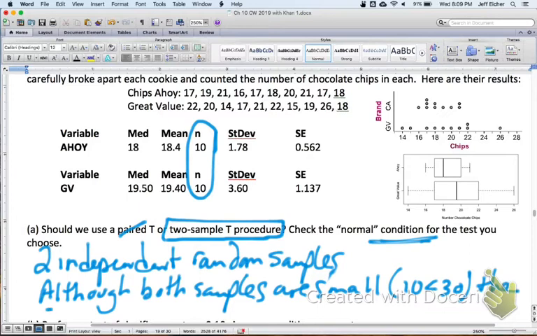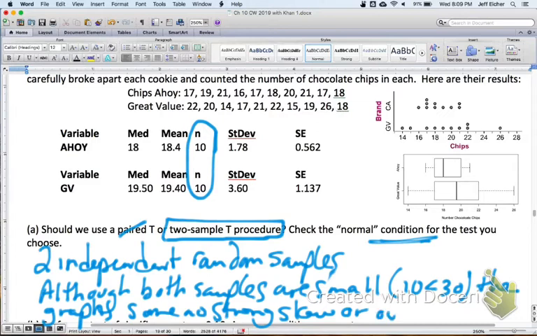The graphs, I'm going to run out of space really fast. The graphs show no strong skew or outliers. So the sampling distribution is roughly normal. And that sampling distribution is the sampling distribution of x bar 1 minus x bar 2, if you're wondering which sampling distribution we're talking about. So that's the normal condition, and that's the two-sample t procedure. Next, you're asked to calculate the significance test statistic.